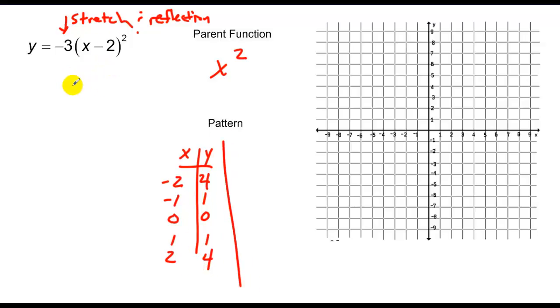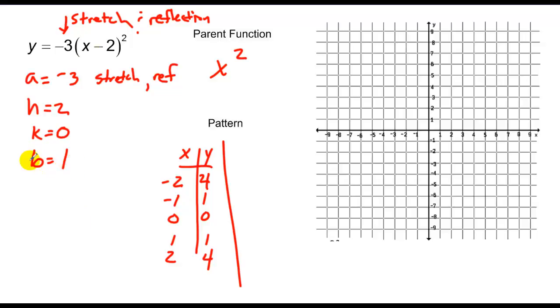But now I identify my a, h, and k, and my b. My a is multiplied to the function. So this is -3, which is a stretch and a reflection. Notice my h is inside the function and it is following a negative, so my h is equal to 2. There is nothing added to the outside, so my k equals 0. And since there's no value underneath, my b is equal to 1. This means there's no horizontal stretch, but there's a vertical stretch and a reflection of -3.